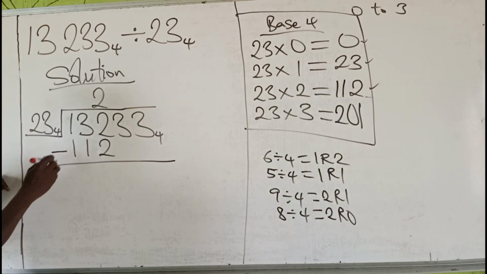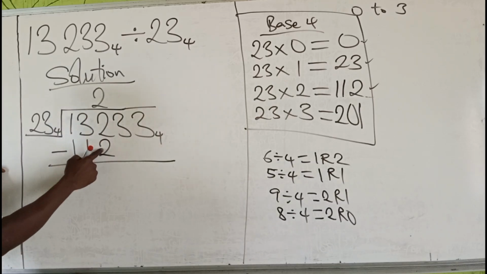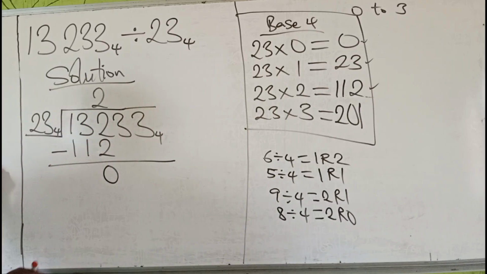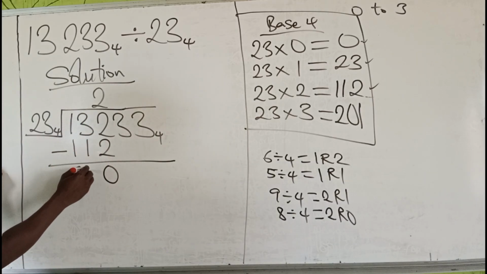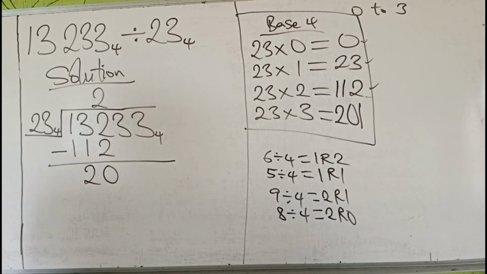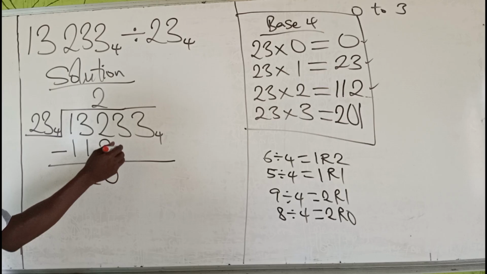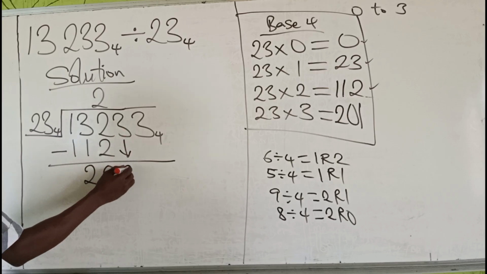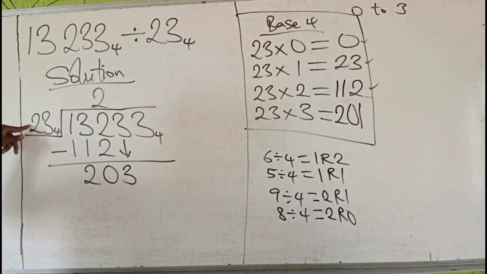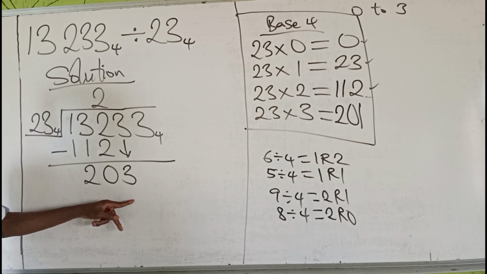We now subtract. 2 minus 2 is 0. 3 minus 1 is 2. So we have 20 now. The next thing, we bring down the next digit, which is this 3. So I'm bringing down this 3 here. So we have 23 dividing 203.